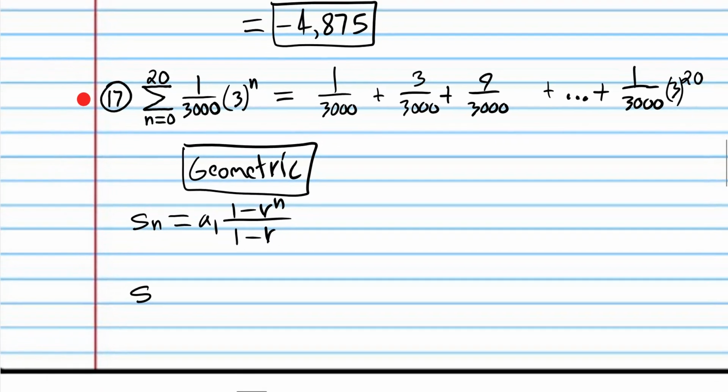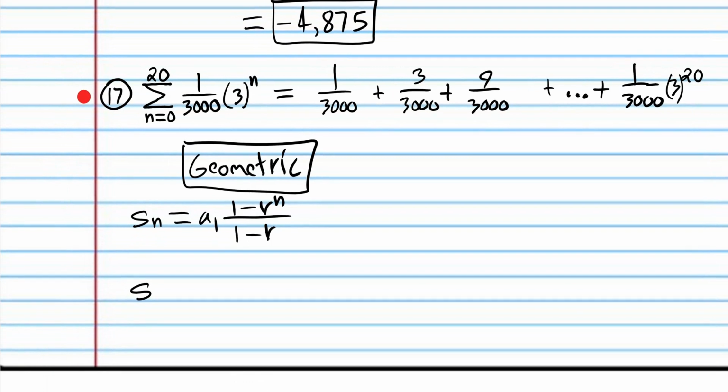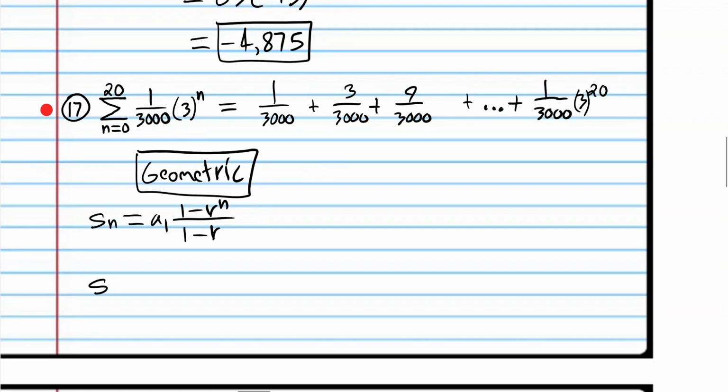Because there's not 20 terms. If there were 20 terms, n would be 20. But in this case, there's actually 21 terms. Okay, this number is not n. 21 is n. Why is that?